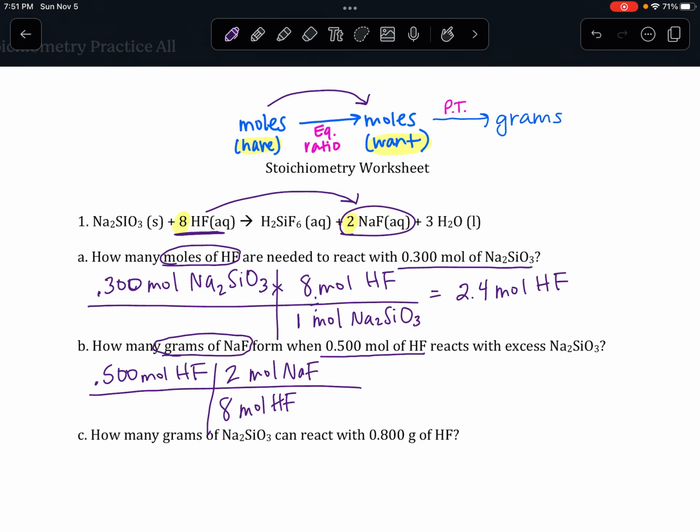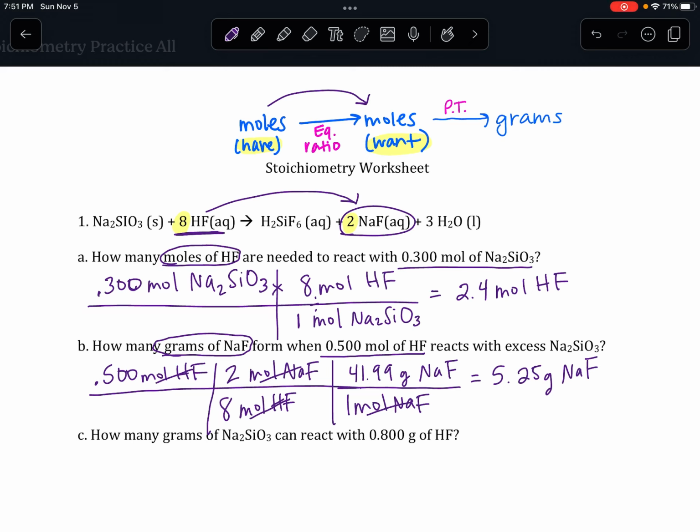If I have moles of NaF and I'm going to go from moles to grams, I just have to look at the periodic table and add up the molar mass of NaF. When I add that up, I get 41.99 grams, which is what I'm looking for. Now my units cancel here and here, and I can multiply the top, divide by the bottom, and I end up with 5.25 grams of sodium fluoride.